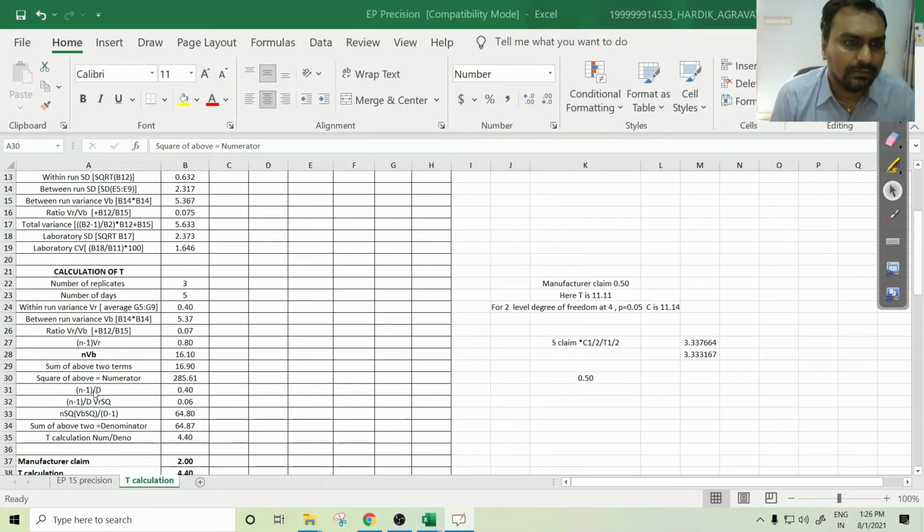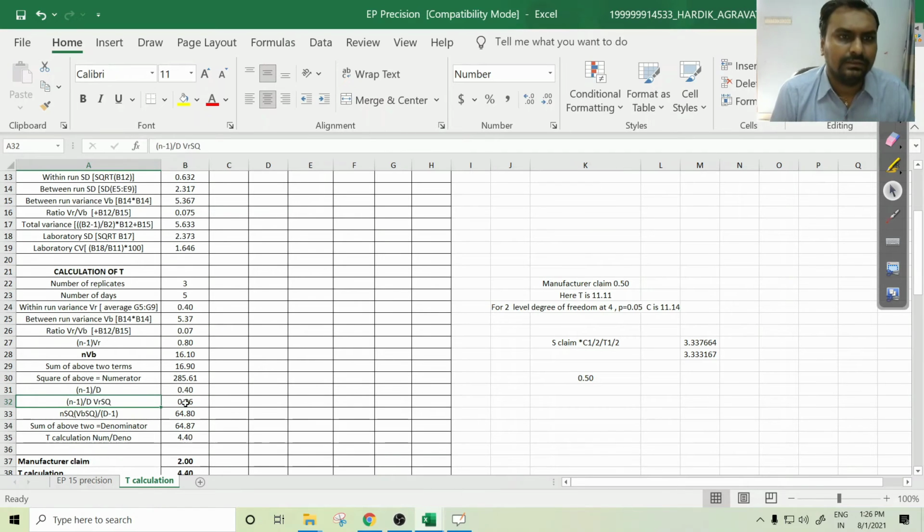Now for the denominator, we have n minus 1 upon d (days). Suppose we replicate 3 times and run for 5 days: 3 minus 1 divided by 5, that is 0.40. Now, this n minus 1 upon d into within-run square.